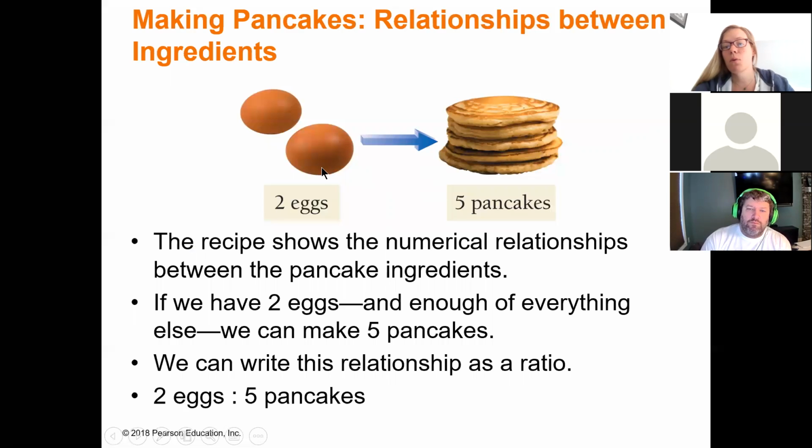So let's look at a simple one here, 2 eggs and its relationship to pancakes. So for every 2 eggs, you can get 5 pancakes. A ratio for that would look something like that. 2 eggs to 5 pancakes, right? Or we could say 5 pancakes needs 2 eggs.